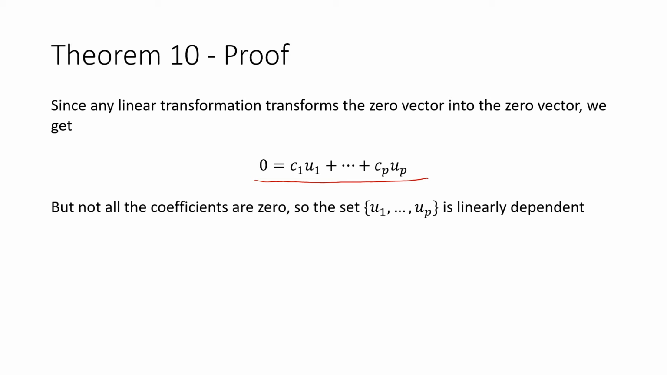So we get that since our transformation x into xb is 1-to-1. Okay, so we have to use that fact. But we start off by saying this is a non-trivial solution. Not all the coefficients of 0 are 0, so that set itself has to be linearly dependent.